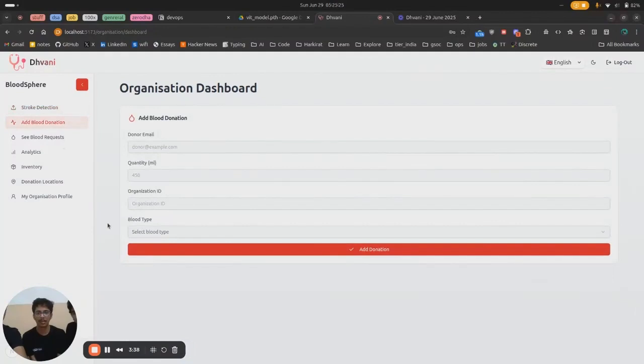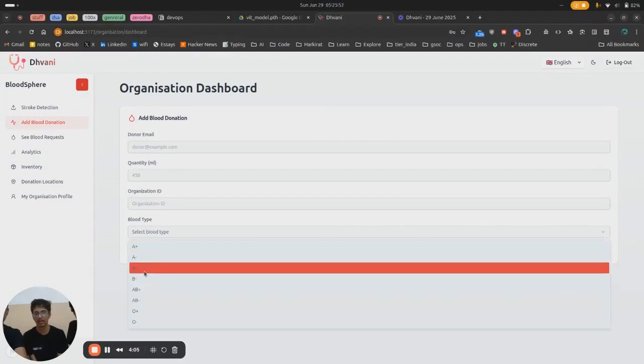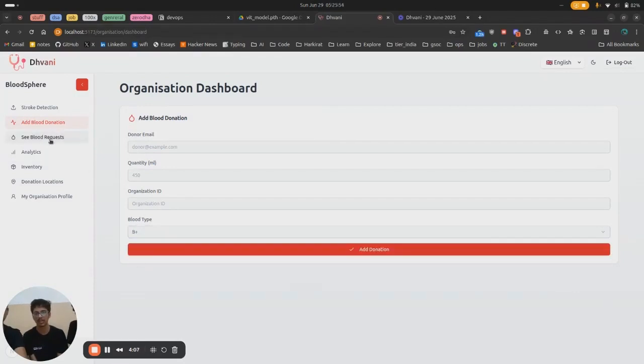The next would be the add blood donation page. This is basically the page where a person goes to an organization such as a hospital or an NGO, where they go as a donor. They give their email and the quantity of blood that they want to donate. The organization ID is, let's say, the GST ID or something of that sort of the organization itself, and the blood type is the type of blood that the user is donating, so as to keep a track of inventory.